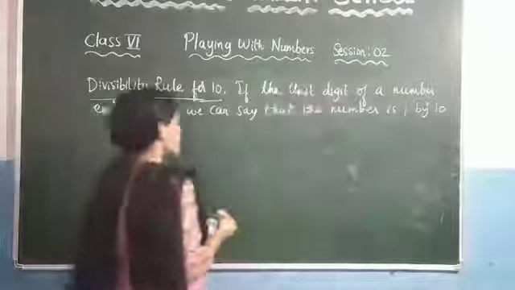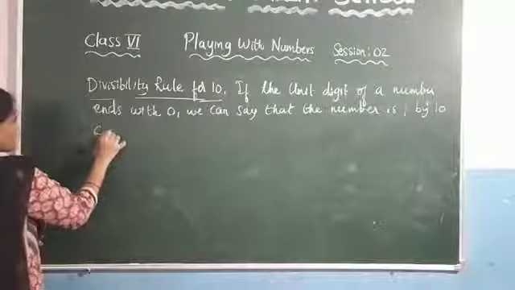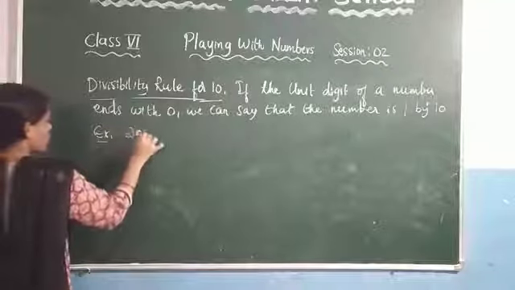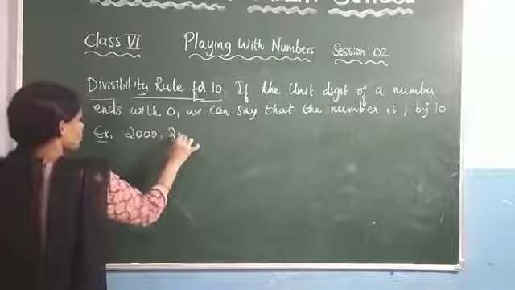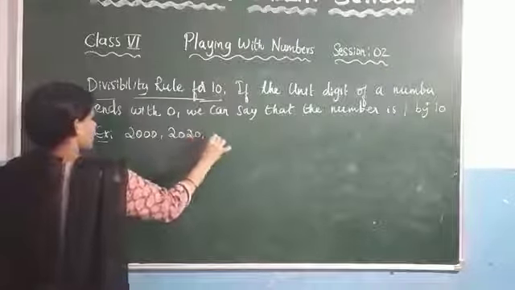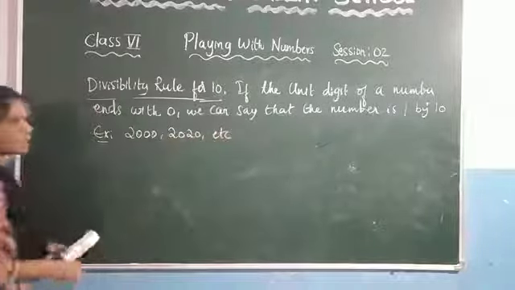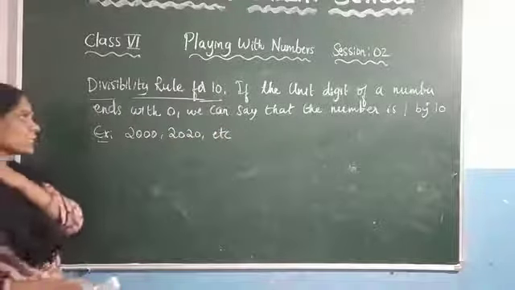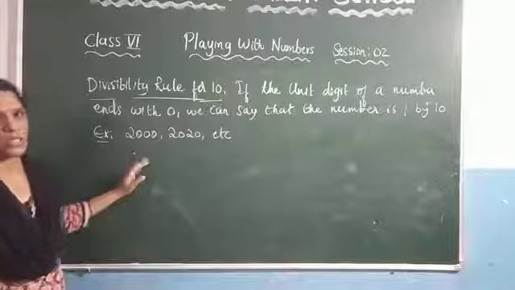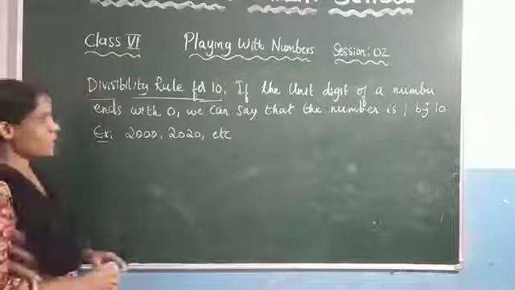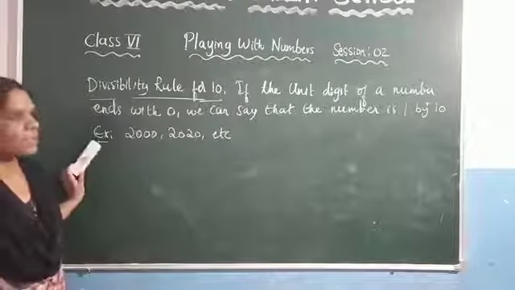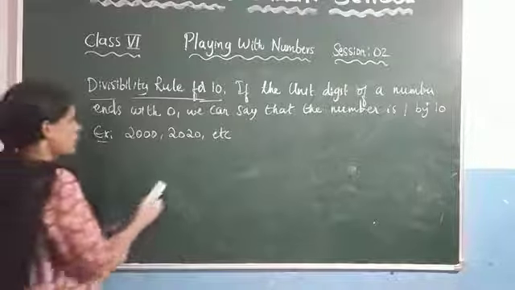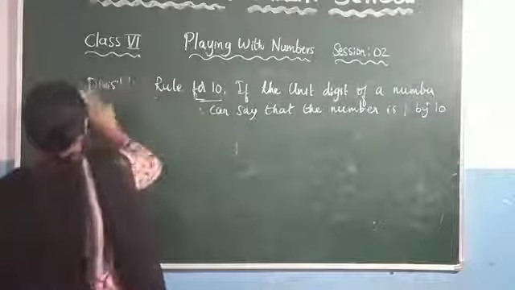You can write the examples here, the numbers which end with 0. So here write 2000 and 2020 and so on. If the unit digit ends with 0, we can say that that number is divisible by 10. Up to this we discussed in the earlier class. Now we are going to solve the exercise based on this concept. Now exercise 1.